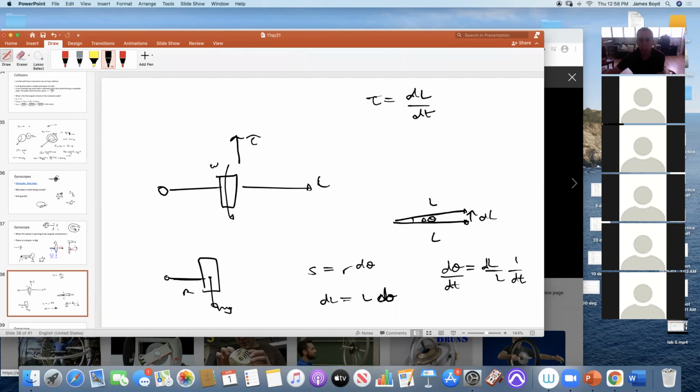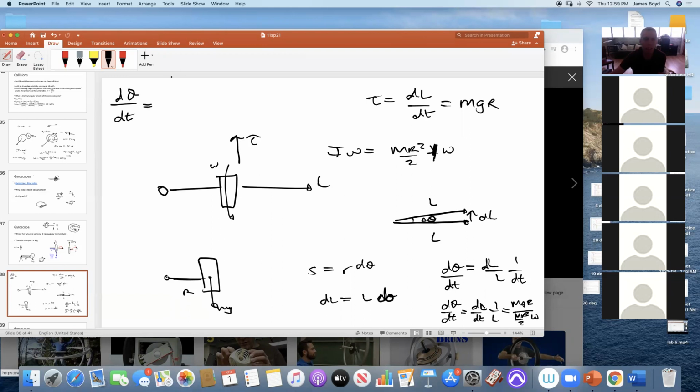Now, remembering that dL dt is the torque, and the torque here is mgr, d theta dt is dL over dt times 1 over L, which is mgr over L. What is L? L is I omega of the wheel, and I for a wheel is mr squared over 2, and omega is v over r, but let's leave it as omega. So if I put mr squared over 2 times omega here, what I get is d theta over dt is 2gr over r squared omega. This thing right here is the rate at which this gyroscope spins around the pivot. Notice that the bigger r is, the slower it will spin. This is called the precession rate.